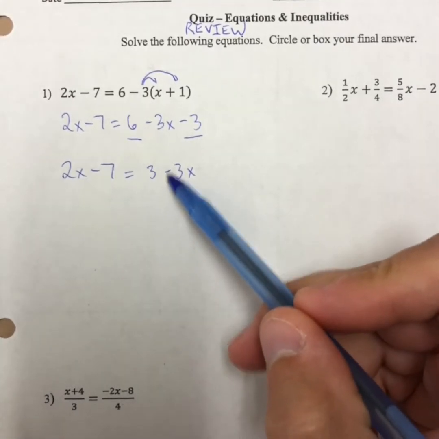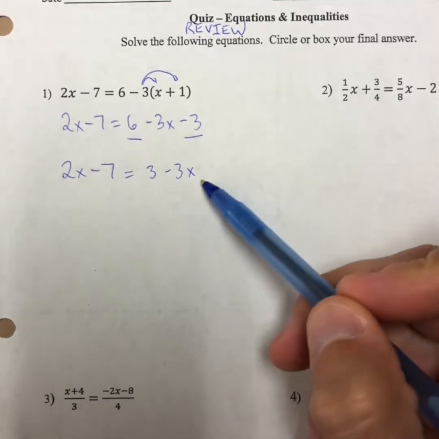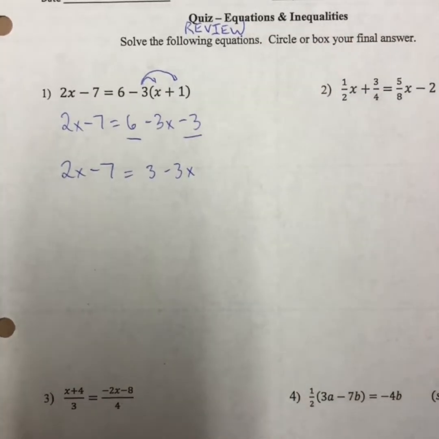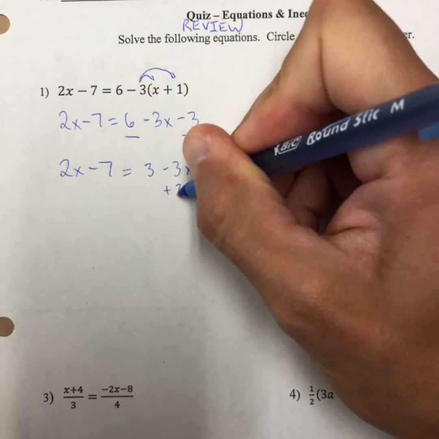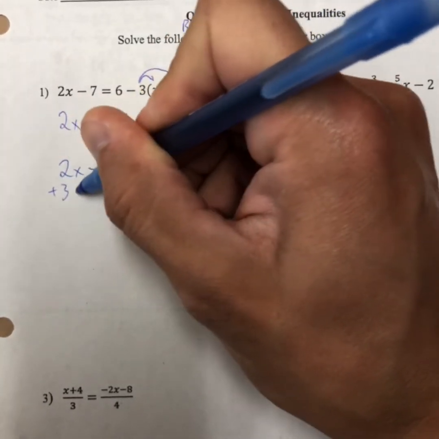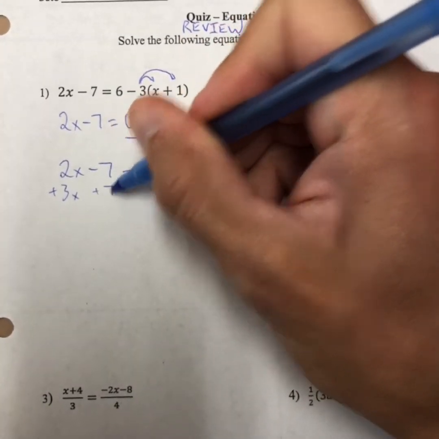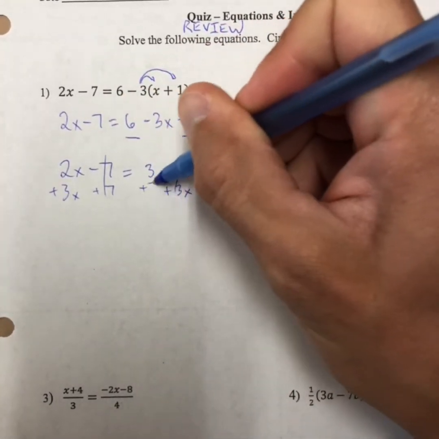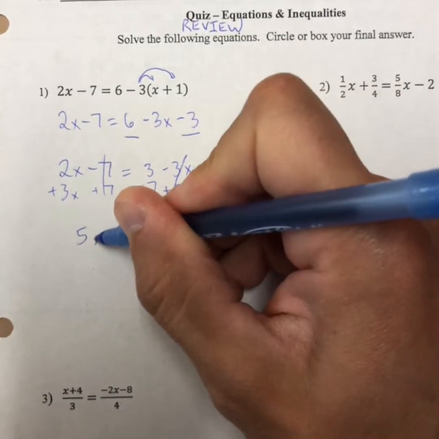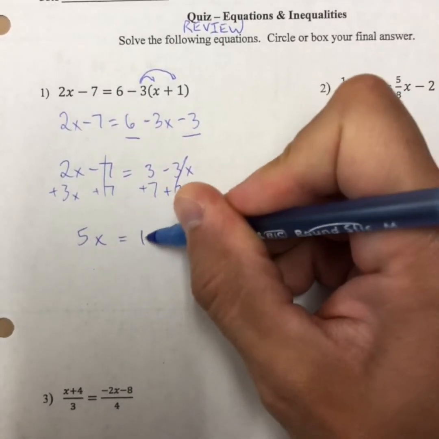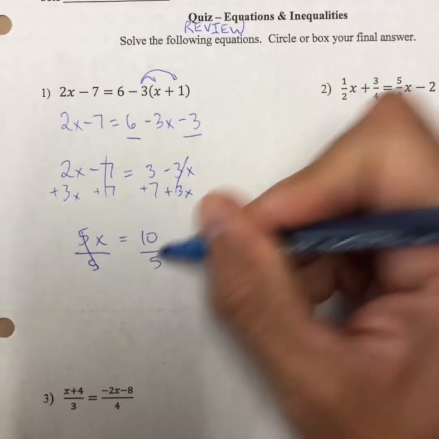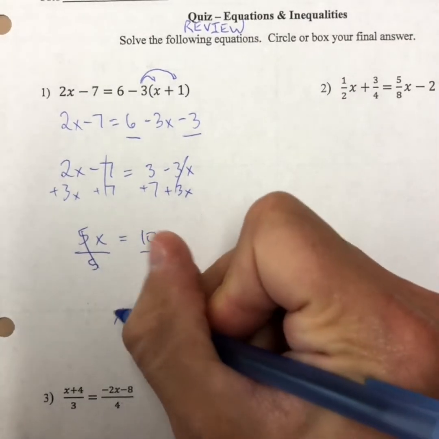So anyway, once we combine these, you have 3 minus 3x, and now we're going to move the variables to one side. I'm going to take negative 3x and add that to both sides. And if we can handle two steps in one, I'm going to add 7 over here on both sides as well. That way I'm going to keep my coefficient positive here. 5x equals 10. And now we're down to one step. Divide by 5, x equals positive 2.